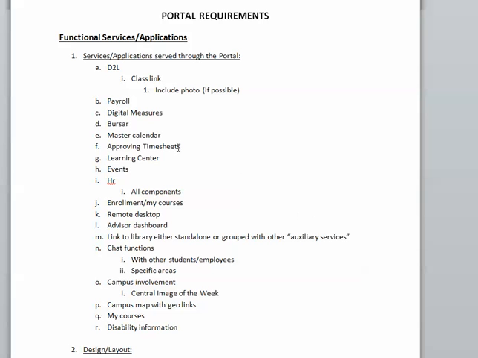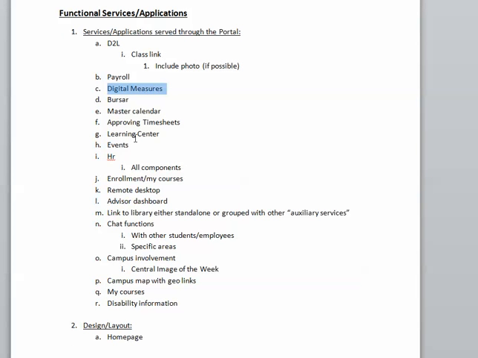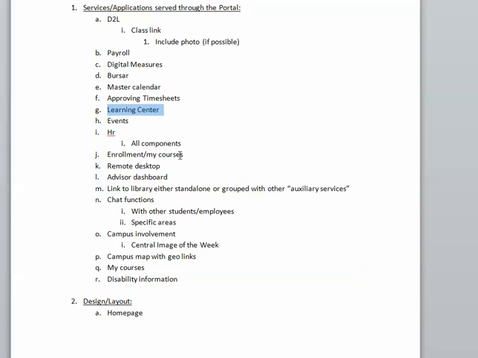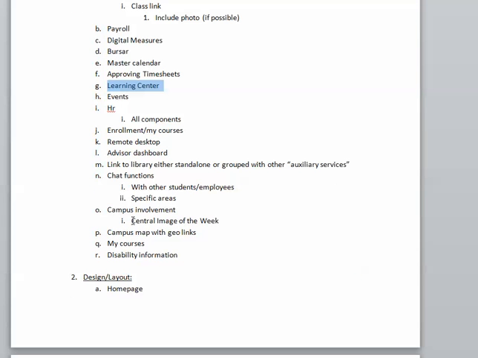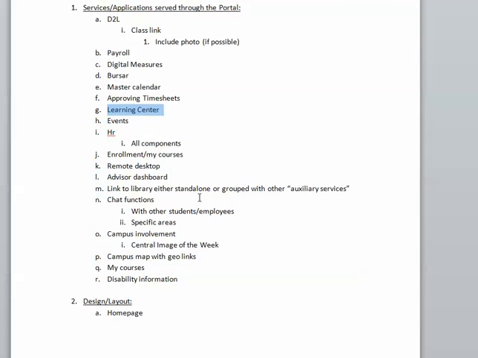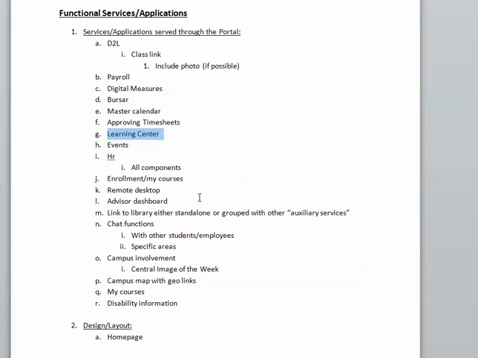So you see things like, well, we want it to support payroll, and we want it to support Bursar, and we want it to support digital measures, things that you don't use but I as faculty do. We want it to support the Learning Center, so D2L. We want it to support enrollment in My Courses. We want it to support chat functions. We want it to support the central image of the week. So they just went on and on with what they thought were the key things that it had to have.